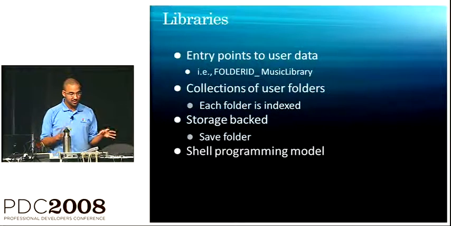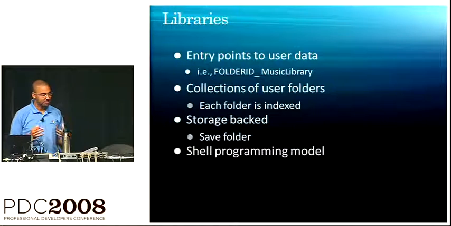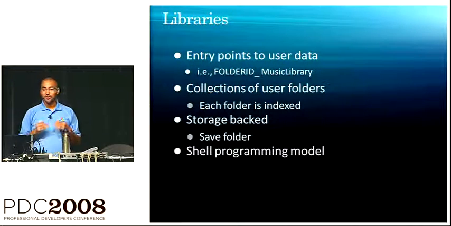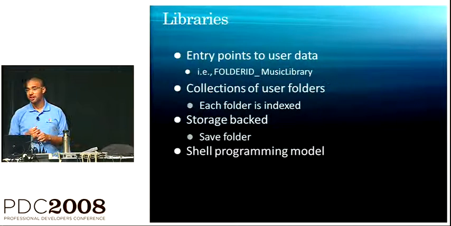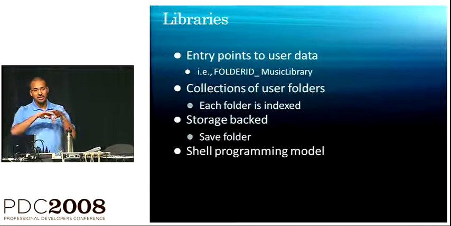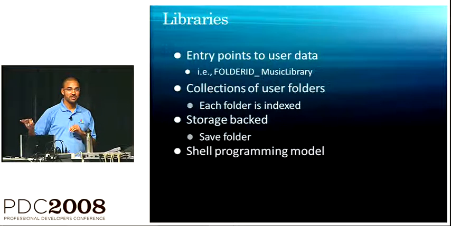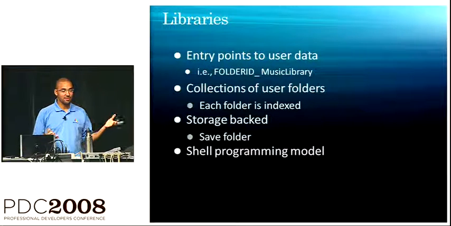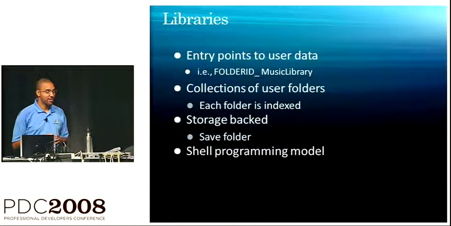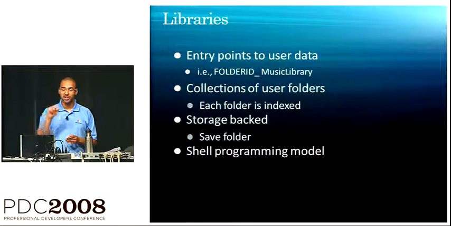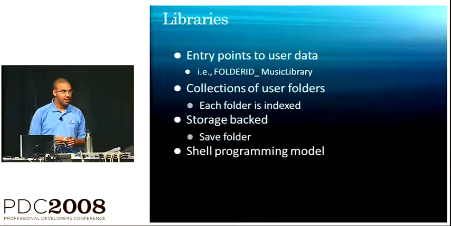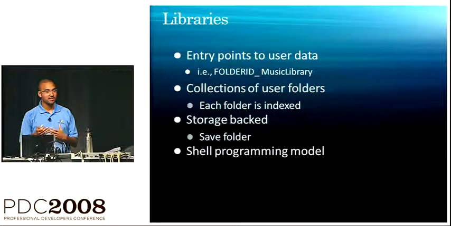So let's look at libraries under the hood and see what they really are. Libraries are the new entry point to user data in Windows 7. And they're really built on top of the existing system that was there before. The known folders are still there, like the documents folder is still in the same place. But there's a new entry point. It's like the new known folder for each library. And this is what gets launched when you click on the Start menu, and it's promoted in the nav pane there. And each library is a collection of folders.